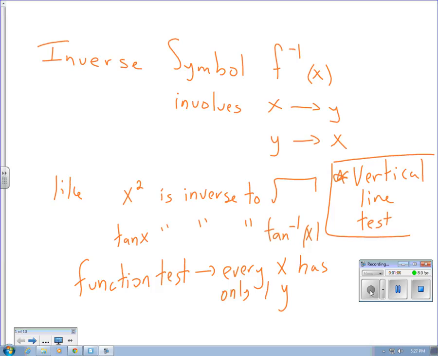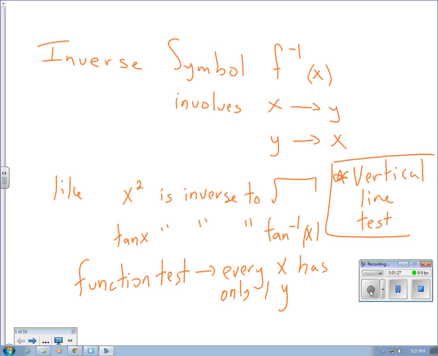Remember, the function test is the vertical line test. I've starred that up here, and the function test is described by every x having only one y. I'm going to try and have this little preamble slide before a lecture so that you can reset your brain for the material that is to come.